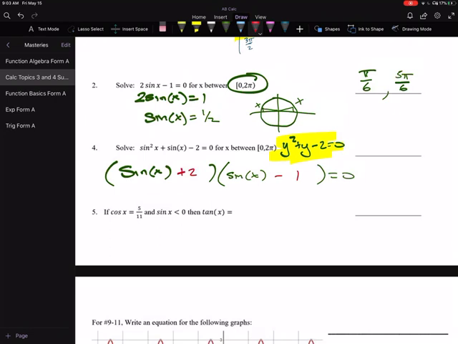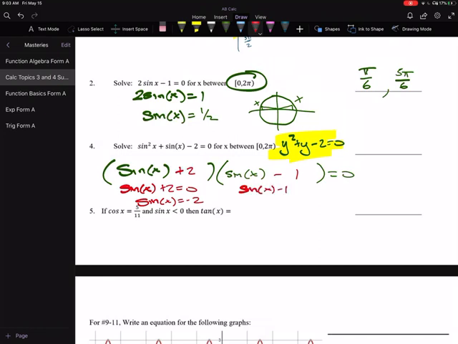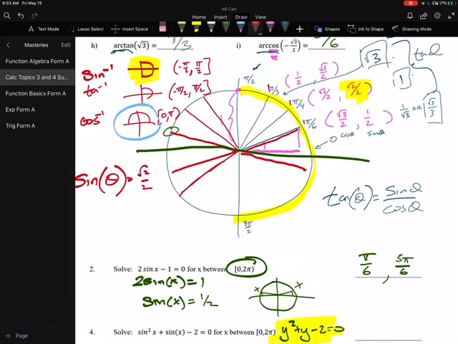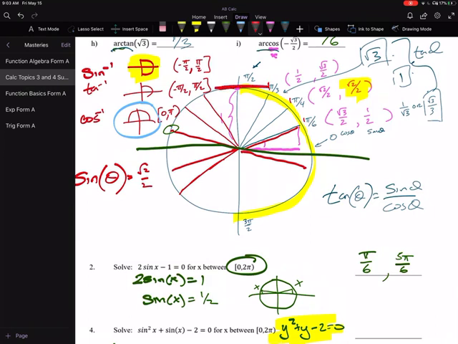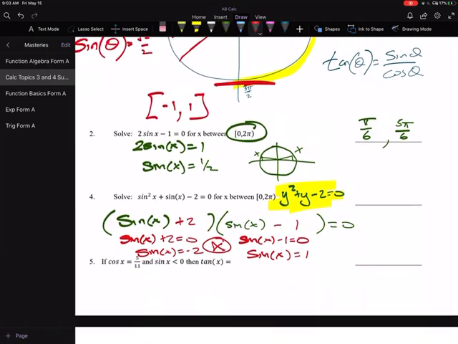And then I'm going to set each of those equal to 0. So when does sine of x plus 2 equal 0? Or when does sine of x equal negative 2? And then when does sine of x minus 1 equal 0? Or when does sine of x equal 1? Well, sine of x equals negative 2 is never going to happen. Okay? On the unit circle, the range of sine, which is the y value, how high and how low, only spans from negative 1 to 1. So outside of that, it's not possible.